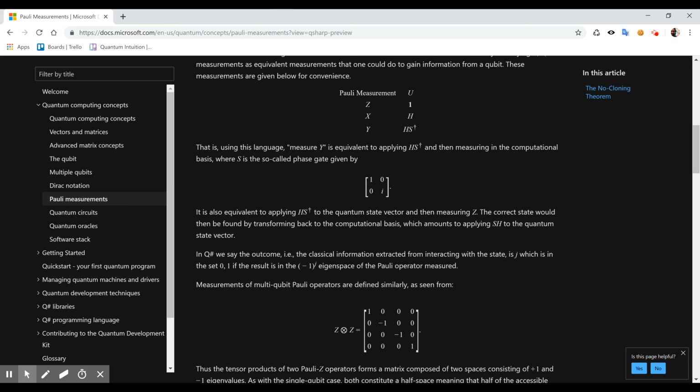Oh, really? That's what I mean. The correct state would then be found by transforming back to the computational basis. Oh, yeah. Then you apply, yeah, you just apply them in reverse.